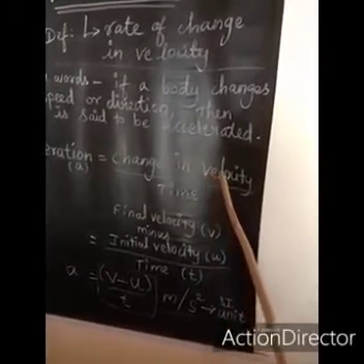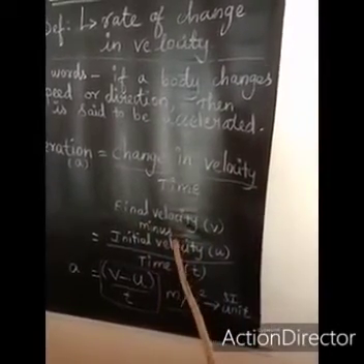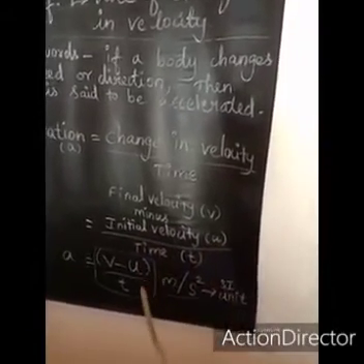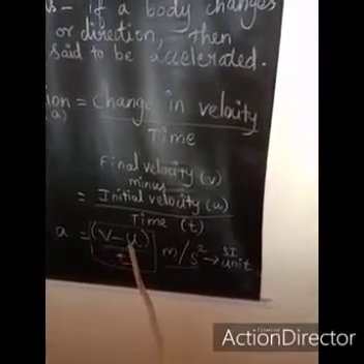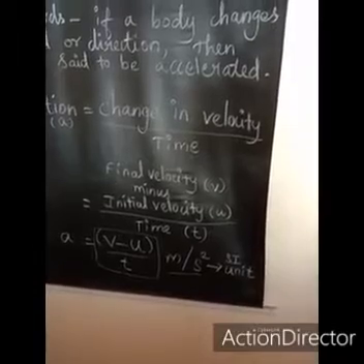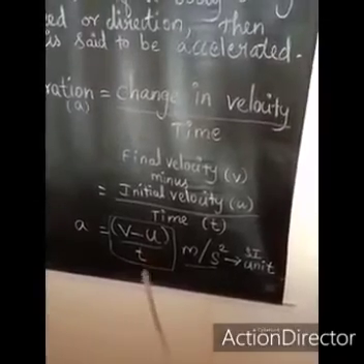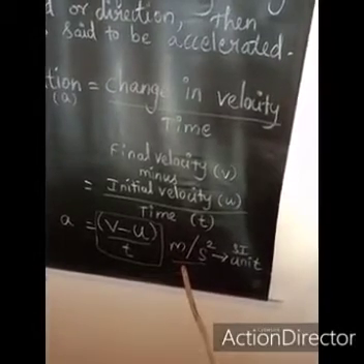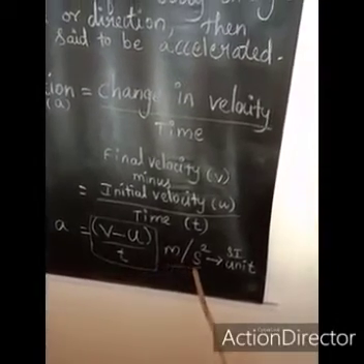To find change in velocity, we have to find final velocity v and subtract initial velocity u from it. So the formula is acceleration A equal to v minus u by t, where t is time taken. Acceleration is expressed with the SI unit meter per second square.